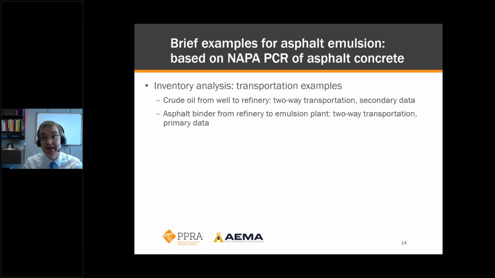Now, the next transportation step, the asphalt binder from the refinery to the emulsion plant, is actually something that we could potentially use primary data for, because our asphalt emulsion manufacturers have a very good idea of exactly where their asphalt binder came from, because they have to order it. So when they place that order, they know the company that's shipping it, they know that location, they know exactly when it left, they know exactly when it arrived. And so you could actually measure that data if you want to. So this is an opportunity where we could potentially get some primary data if we desire.